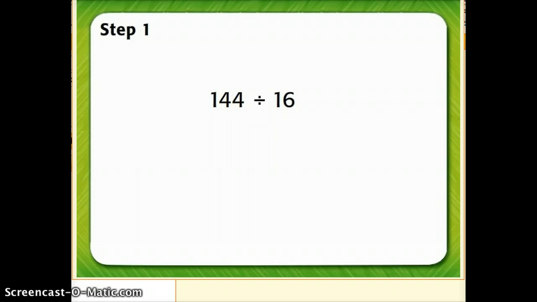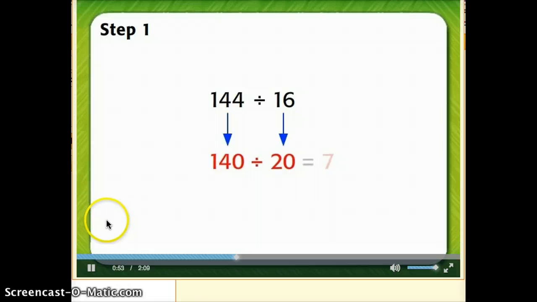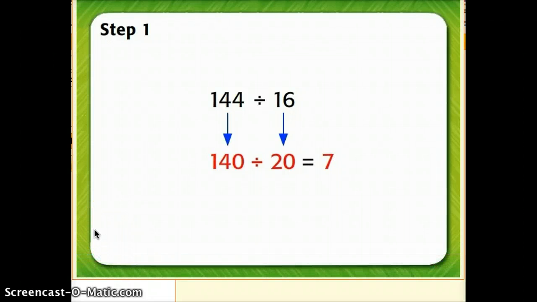Let's estimate first by using compatible numbers. It will help us find the quotient. We will also be able to check the reasonableness of our answer. Round 16 to 20. 144 rounds down to 140. 140 and 20 are compatible numbers. So 140 divided by 20 equals 7. Our quotient should be about equal to 7.